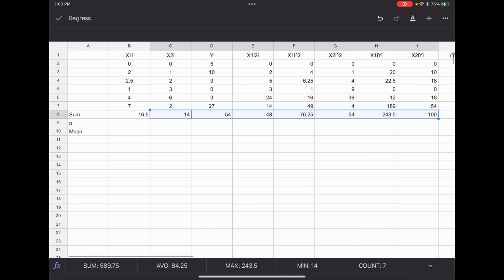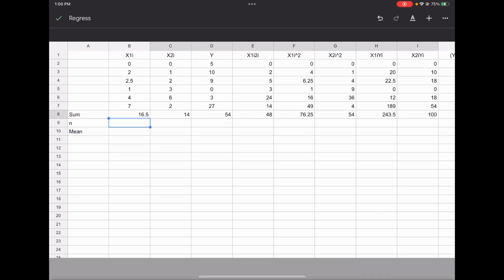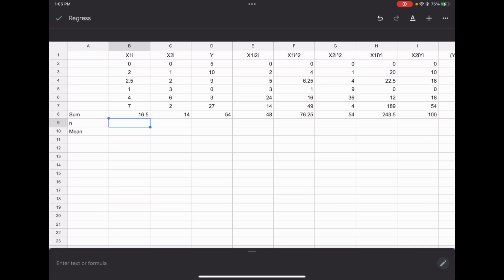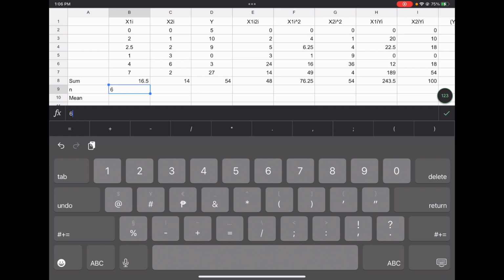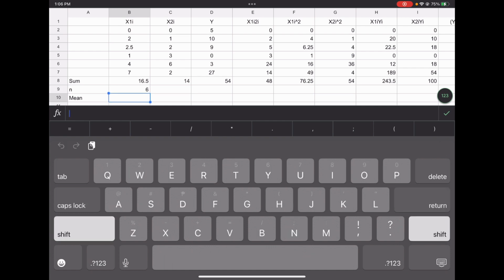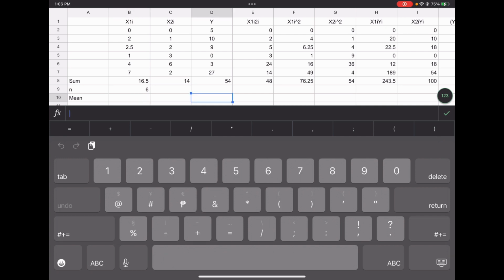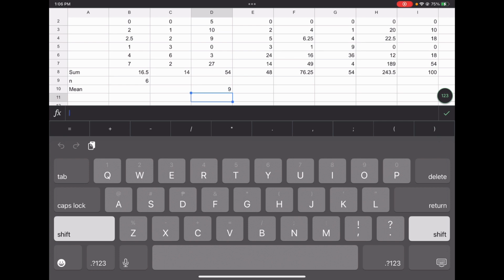And paste it too. Okay, so we are now able to complete everything. So n here, 2, 4, 6. So there are 6. And then the mean. I guess I need the mean for y. So for y, we divide it by 6, which is 9.